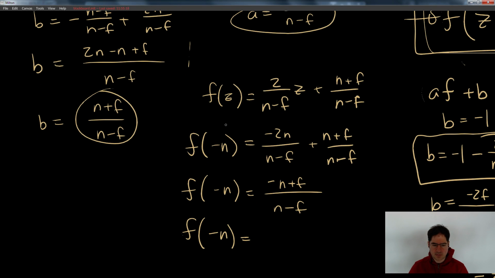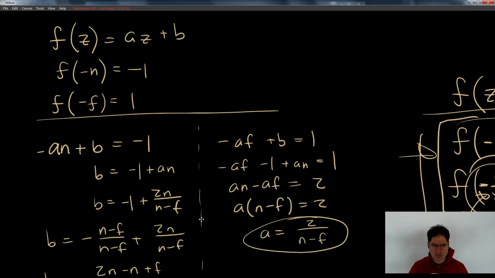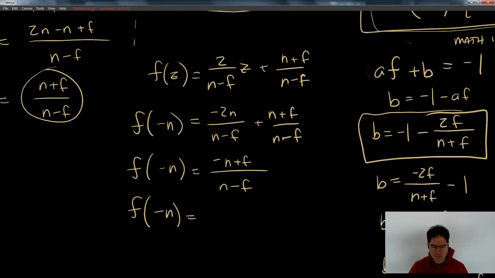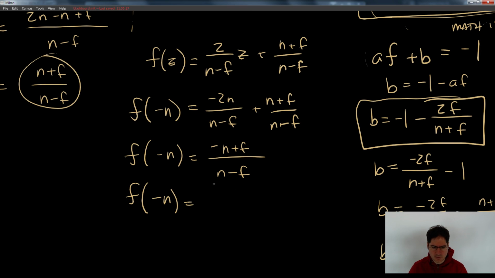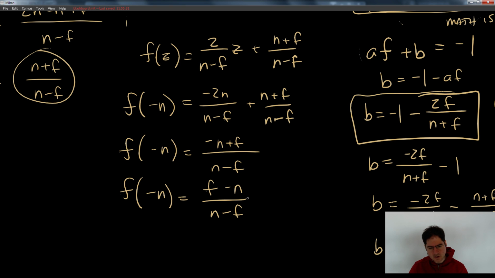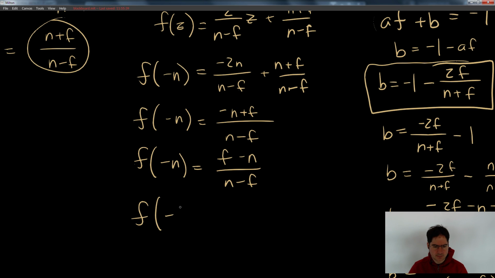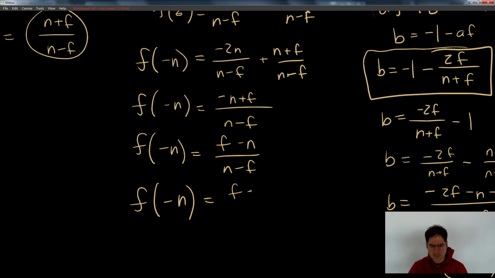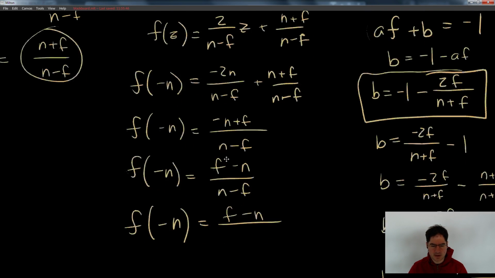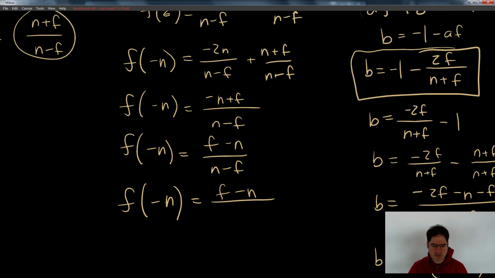However, we know that plugging in f of -n in this case should equal -1. But this doesn't look like it worked out the way that I would have expected. F minus n over n minus f. That is correct. So what I can do here is just say, well, okay. Sorry, I'm paranoid about this, so I want to make sure it's correct. I think that's all correct, and this looks like it'll work out correctly. So f minus n over n minus f.